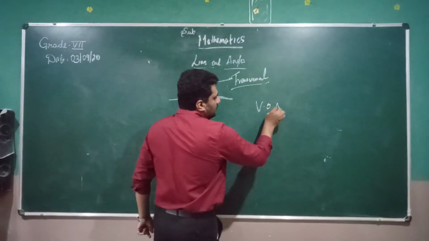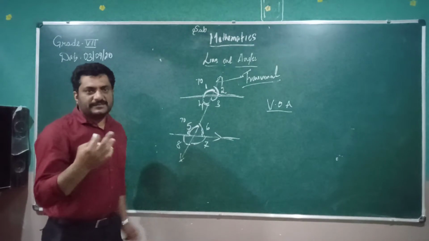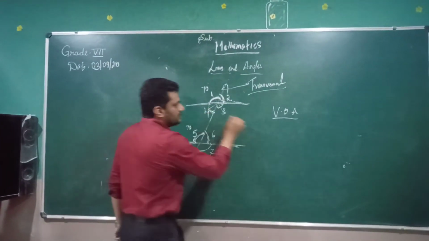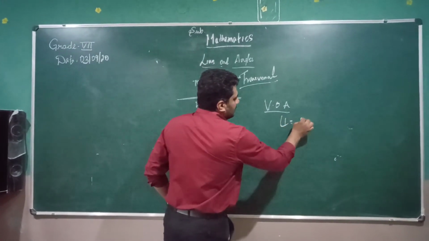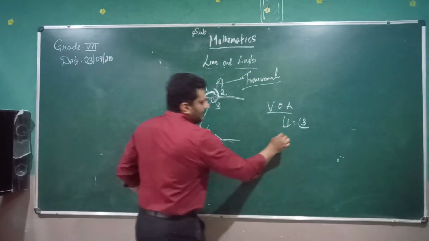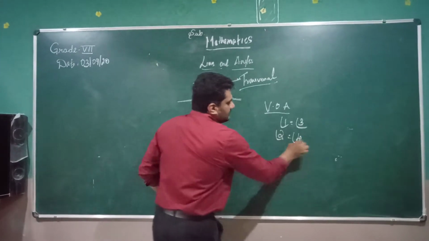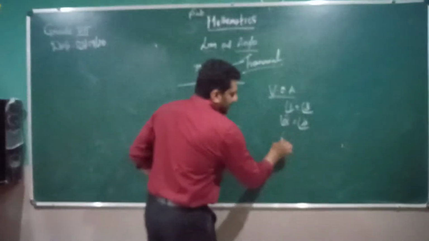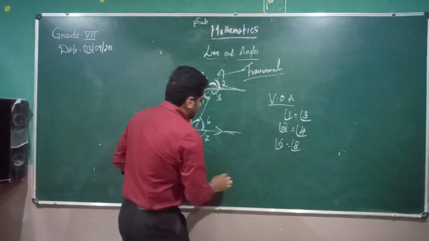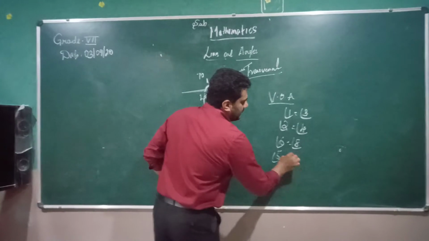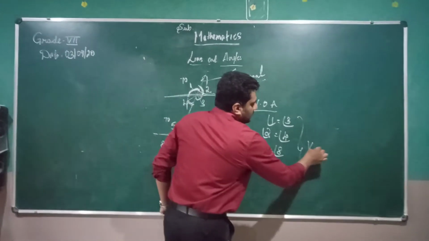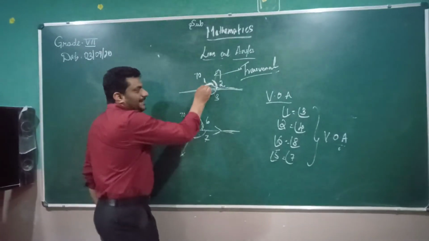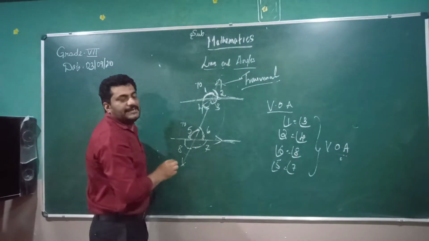Vertically opposite. What is vertically opposite? It is nothing but the opposite angles. If you see in this, 1, 3 and 2, 4 are opposite. So I can tell angle 1 is equal to angle 3. Similarly, angle 2 is equal to angle 4. In this, 6 and 8, 5 and 7. Angle 6 is equal to angle 8. Angle 5 is equal to angle 7. These are vertically opposite angles. See, in all these cases, if you get just one angle, you can get all the remaining 7 angles.